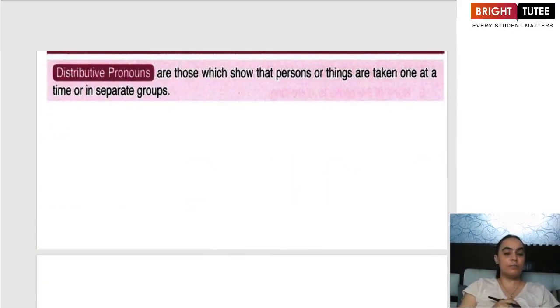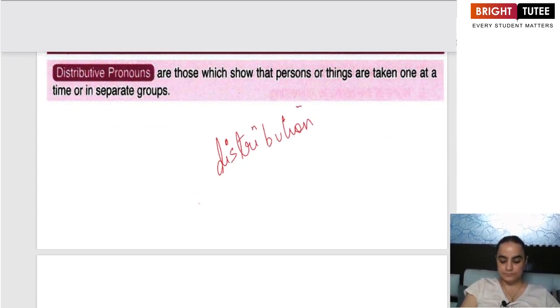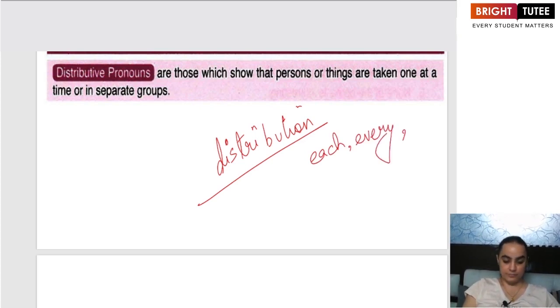Next, let us talk about the distributive pronouns. Now, the word distributive is derived from the word distribution, right? What are the words that help you to distribute something between people and things? So, what words do you use when we have to distribute something either between people or between things? So, what are those? If I say each, every, either, and neither.